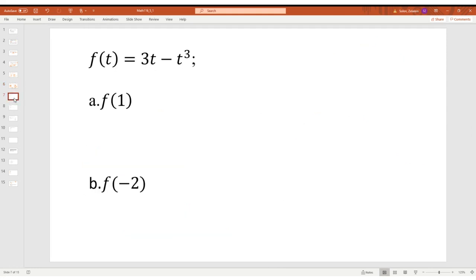Now I want you to try these 2 examples, and I have more examples, and we'll discuss them in the next slide. So try f of 1 and f of negative 2, given the function f of t equals 3t minus t squared, t cubed, I mean. So once you finish, type your answer on the chat.